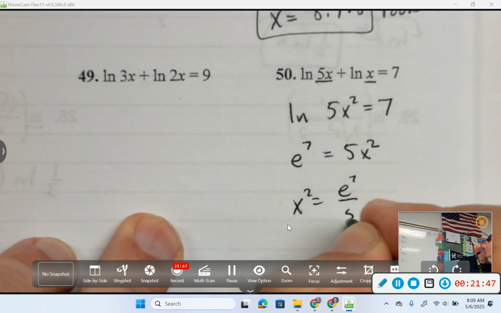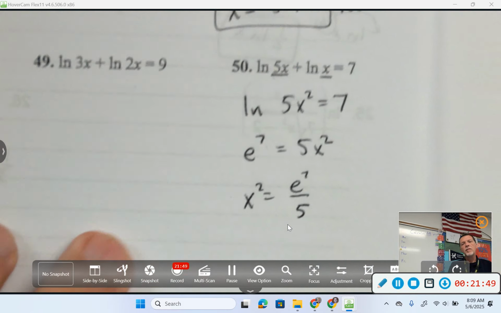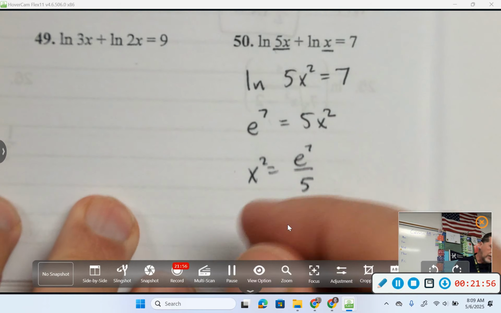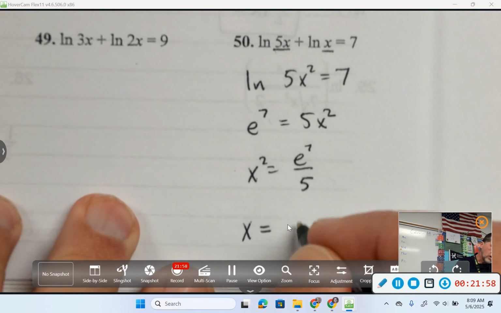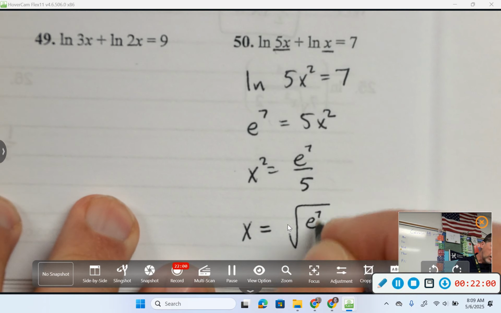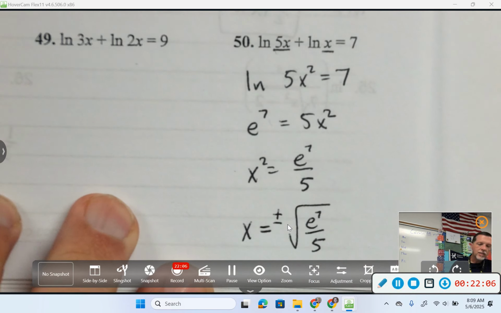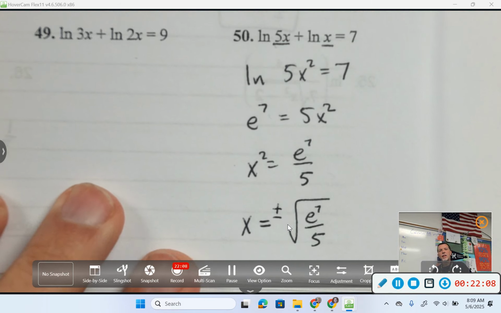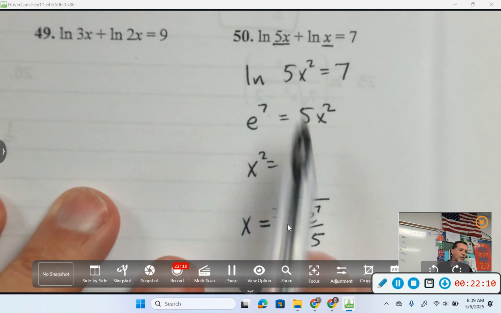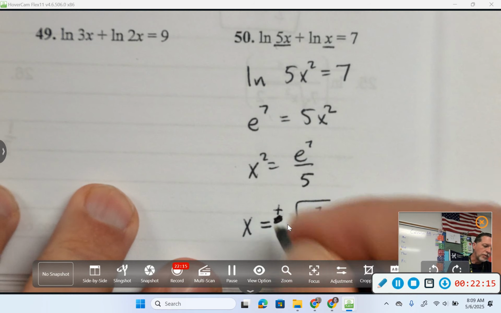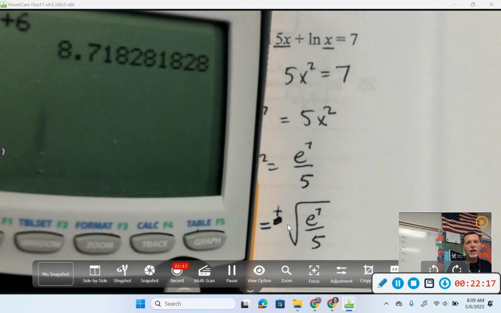So e to the 7th over 5. And then, again, I don't really care what e to the 7th over 5 is, because what else do I need to do? Take the square root. And when I take the square root, I need to think about plus or minus. Although, when I look back in here, if I tried a negative, that wouldn't work. So this would be a spot where if you forgot the minus sign, you'd still be okay.